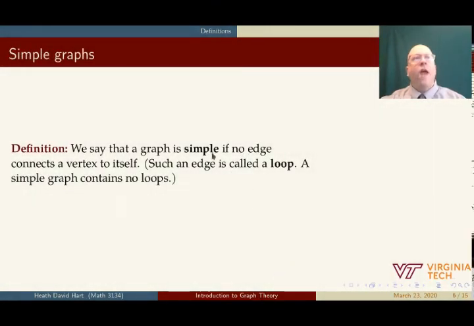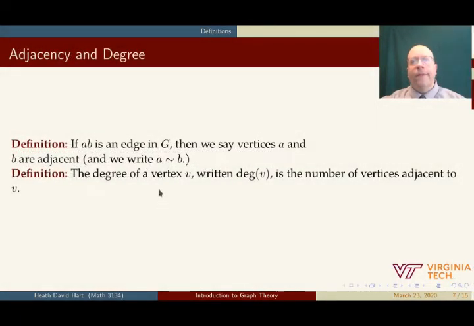We say that a graph is simple if no edge connects a vertex to itself. That kind of edge is called a loop. We saw one in a previous example. A simple graph is a graph with no loops. If AB is an edge in G, then we say that the vertices are adjacent, and we write this notation to indicate that the vertices are adjacent.